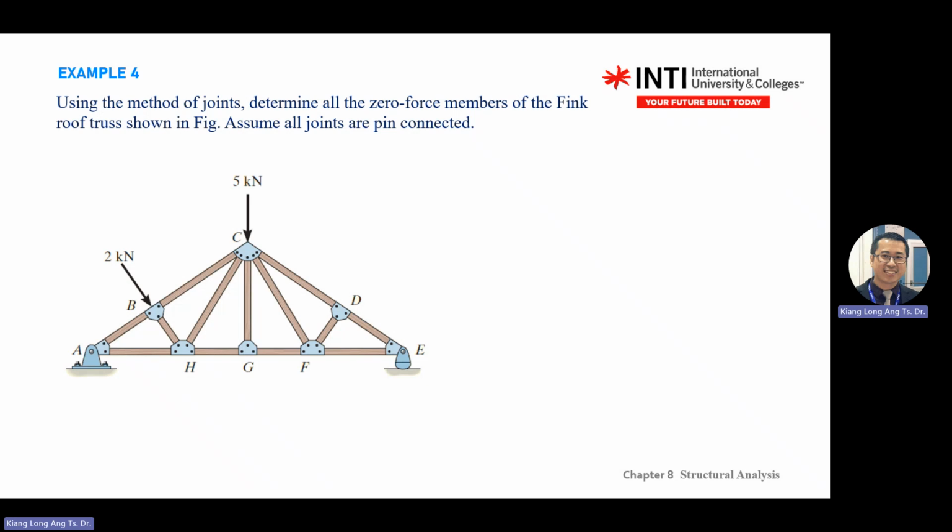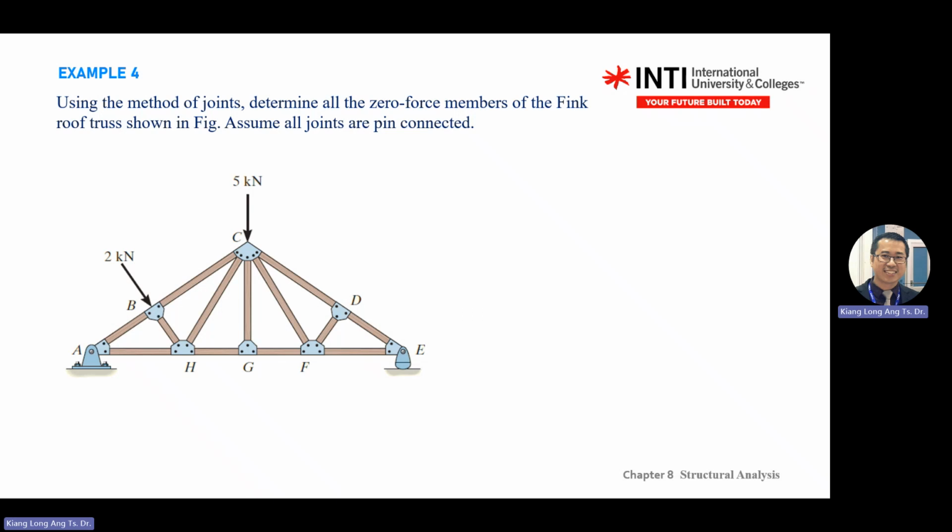Then you look at the second guideline. Second guideline, you look for the straight line. Straight line means you find 3 members and then look for 2 members that are collinear. So you move from ABC, a straight line, you have 3 members. So which member is zero force? BH is zero force. This is a straight line or collinear: A, B and B, C are collinear, and this one in the middle, BH, is a zero force member.